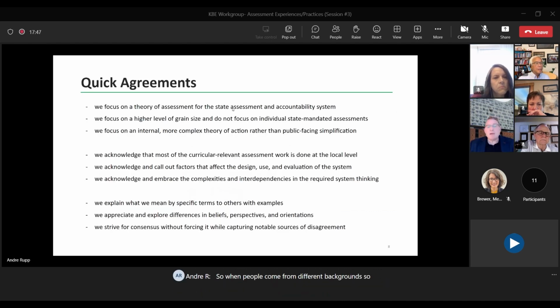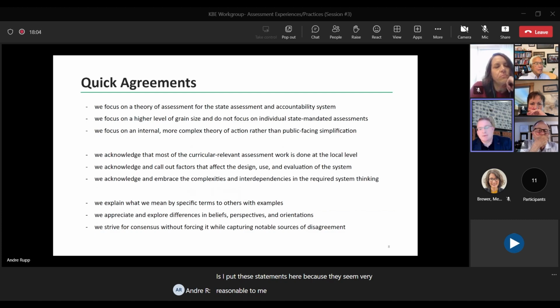So I want us today to agree on a few things as we start to play with this and go into our little sandbox. You tell me whether there's anything that you disagree with here. I put these statements here because they seem very reasonable to me. We've used some of them in other contexts. But if there's anything worth mentioning or that you disagree with, please let me know.